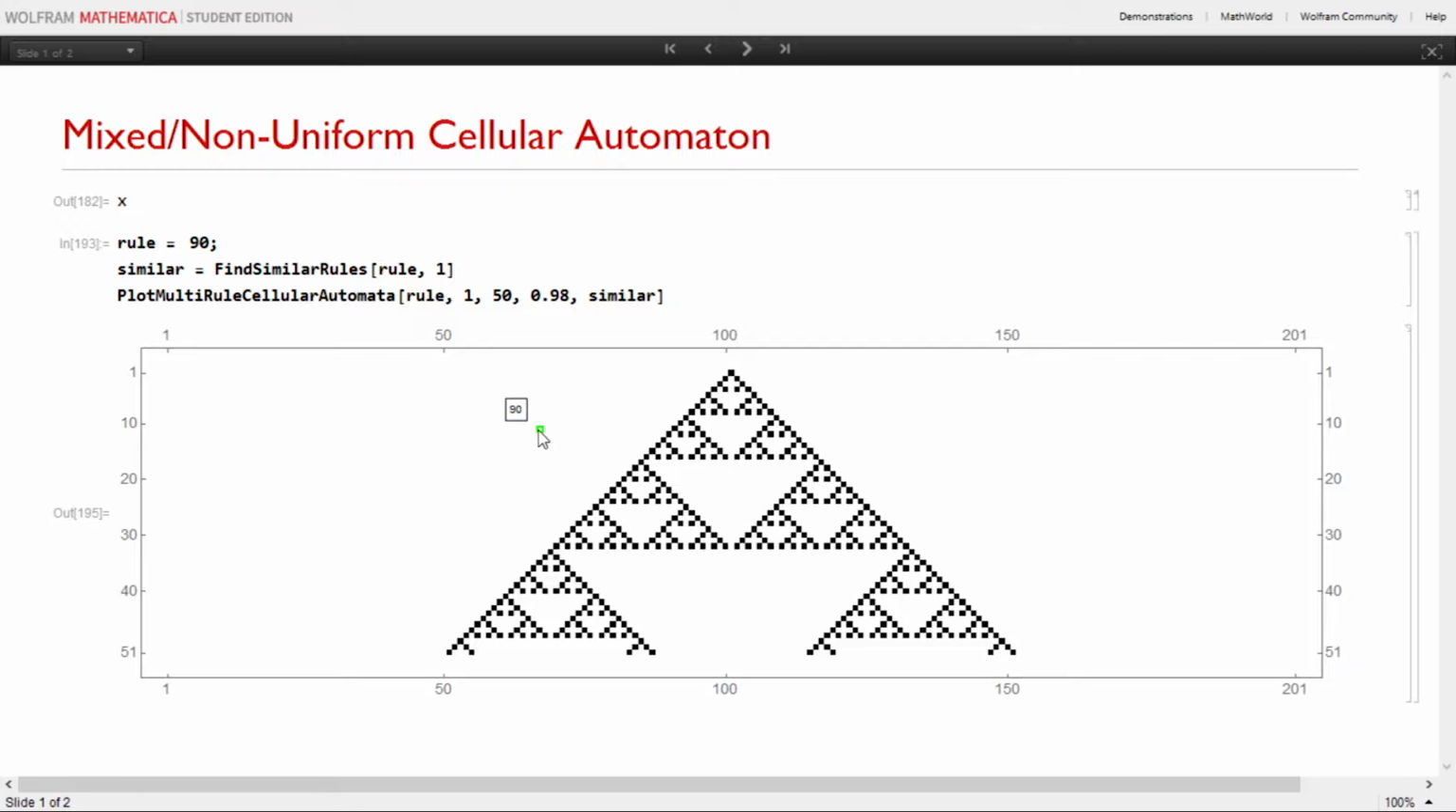We actually got the heart of the Sierpinski triangle, and we found the other parts that are not important. We found the essence of that particular pattern. So this is the mixed, or non-uniform, cellular automata. For each one of the cells, we selected 1 out of the 8. He has it written so that you can hover over each one of these cells, and it tells you which rule is being used.